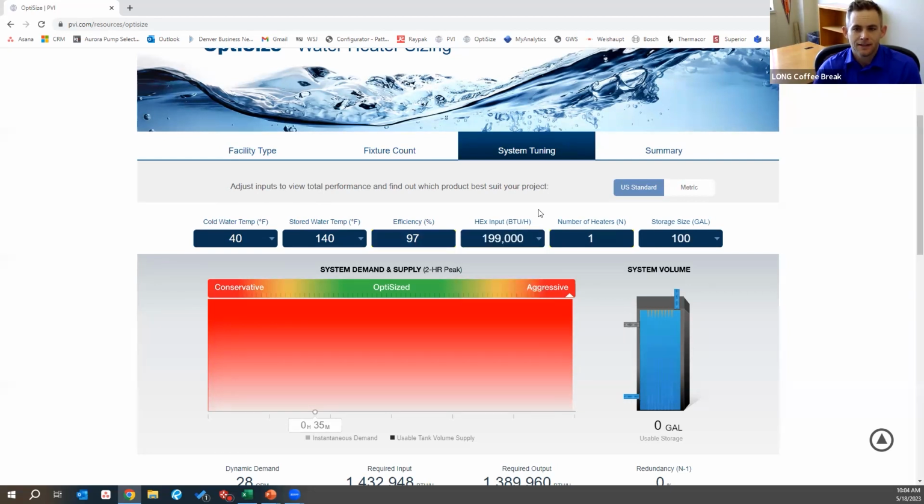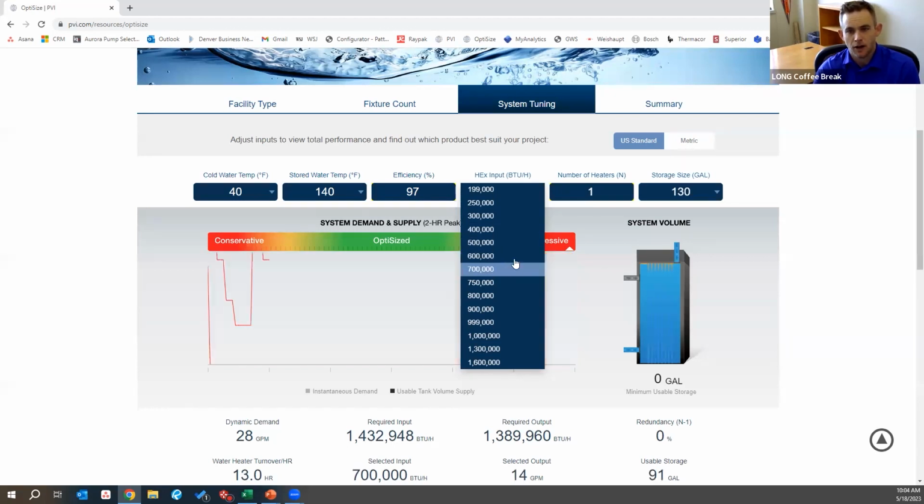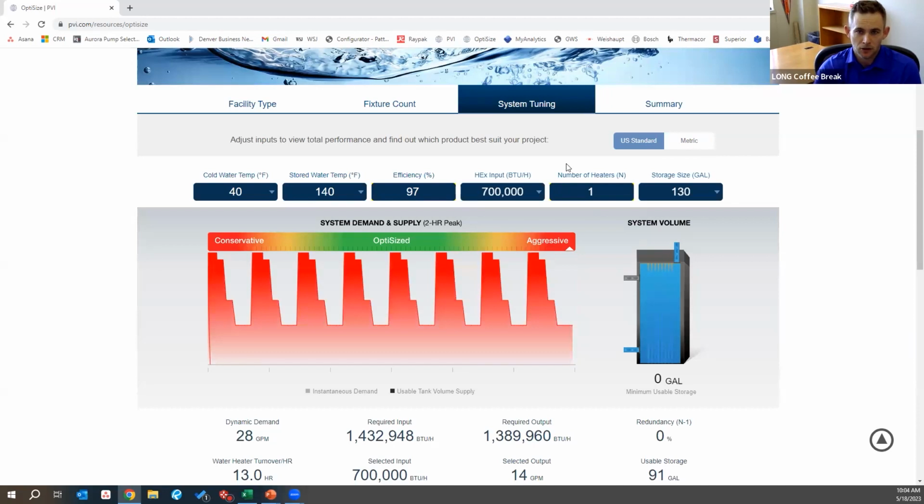And now the next input we're going to go to is our input. This tool is really built for all their high efficiency gas water heaters. So here's where I get to go in. We're not going to go through all of PVI's equipment that they sell here, because this is just a topic of system sizing. But you can see here, we can drop down and we can look at all the different inputs, anywhere from 199,000 BTUs up to 1.6 million. Again, this is really for their high efficiency water heating equipment that we're using in most installations. So in this case, I might start with, say, a 700,000 BTU. I know I have a 700,000 BTU Conquest unit.